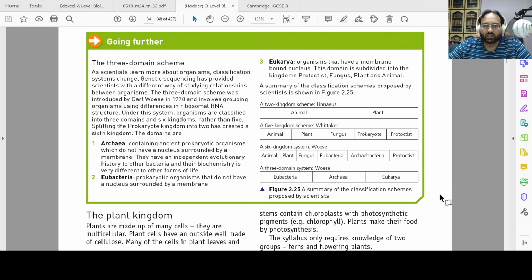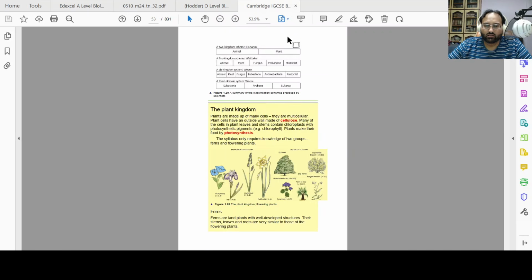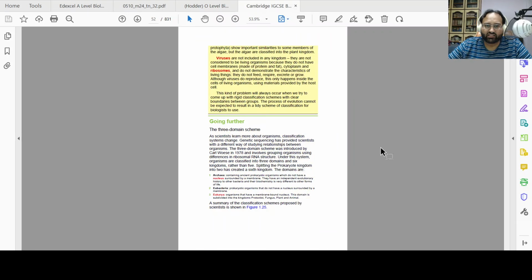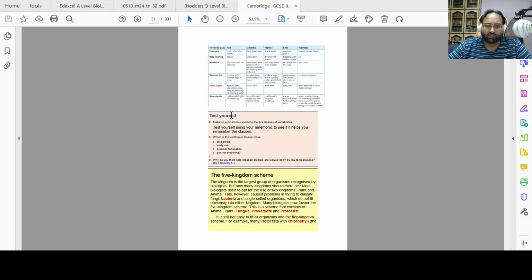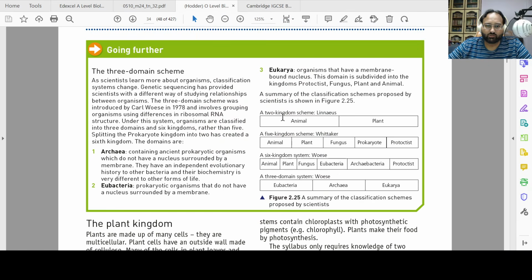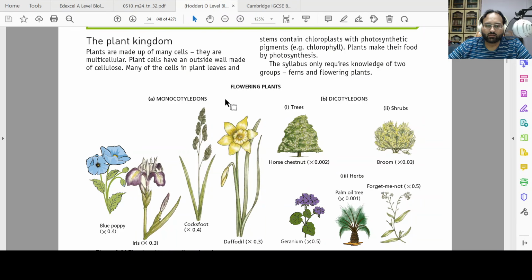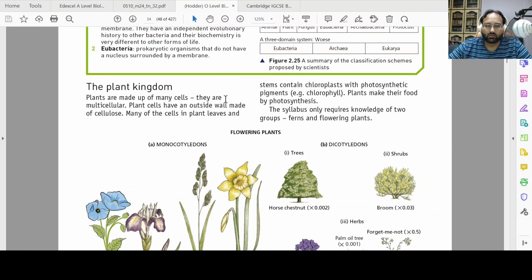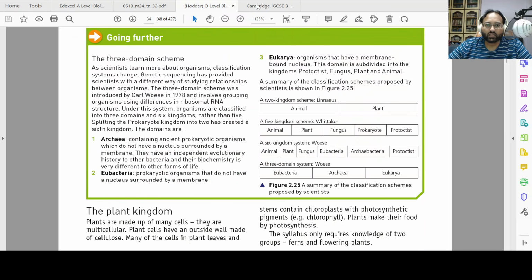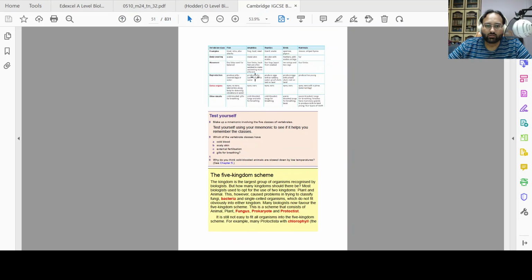Now, having said that, I'm using the O level book because of the way it is. The IGCSE book I have is better than the one I was using the last time. Still, the three domain scheme in the IGCSE book goes further, so you don't need to know that. It's not part of the syllabus, so we'll skip that. Is it the same as what's written here? Yes, it's mentioned here, the five kingdom scheme.